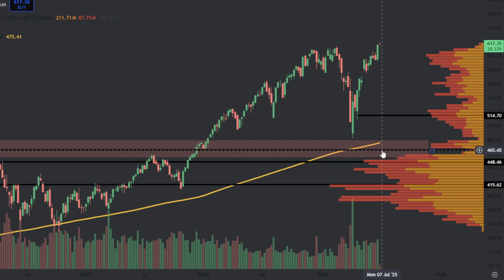So summary, guys, 10 to 20% below your average. Find an area with a lot of key levels, a lot of confluence, and put your stop loss below that level.